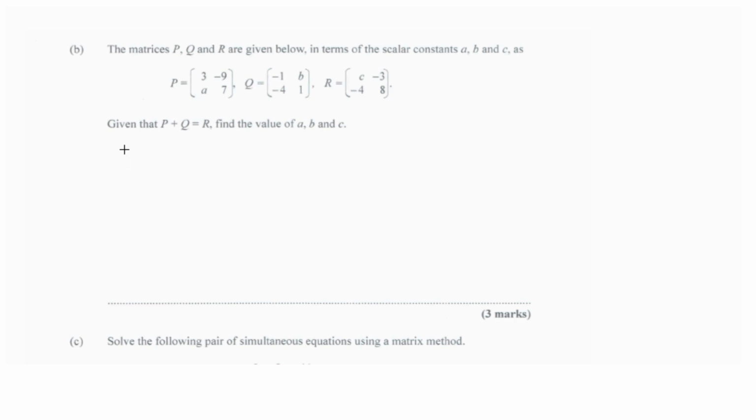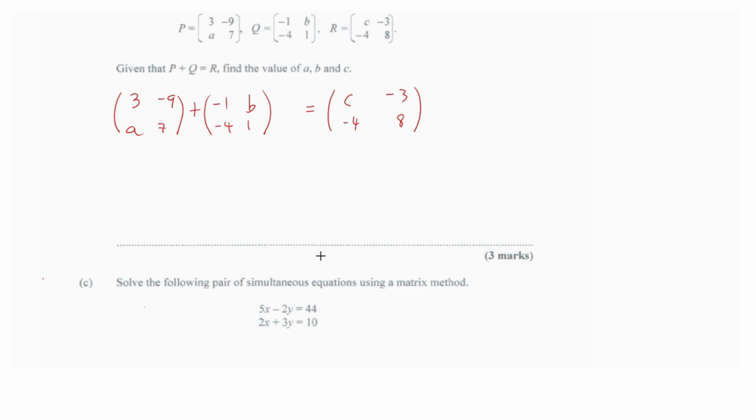P is 3, minus 9, A, 7. That's P. Plus Q. Q is minus 1, B, minus 4, 1. That's Q. And we were told that it's equal to R, which is C, minus 3, minus 4, and then 8. Right, so how do we simplify this?